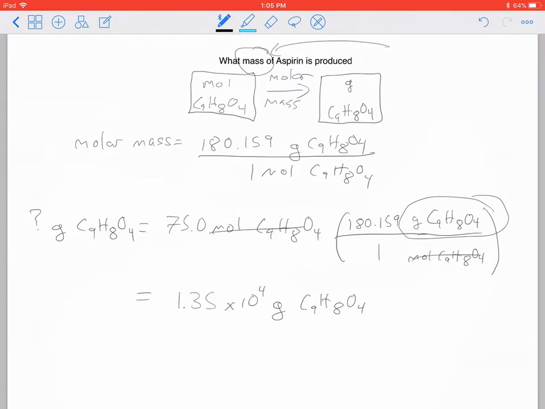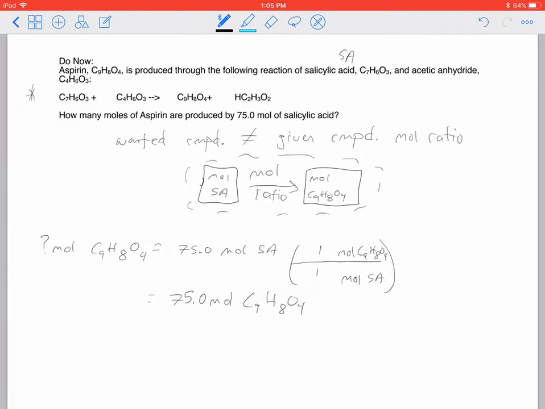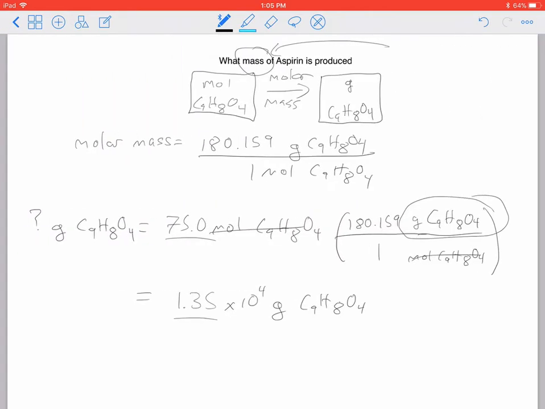C9H8O4. And I'm going to be using 3 significant figures in my answer, from the 3 significant figures of the moles C9H8O4, which comes from this 75.0 moles of salicylic acid. Now remember, these mole ratios are counts, so they have an infinite number of significant figures. And this molar mass has 6 significant figures. So as long as you're not rounding your molar masses and doing something silly, they shouldn't limit your number of significant figures, because you should have lots of significant figures in molar masses.